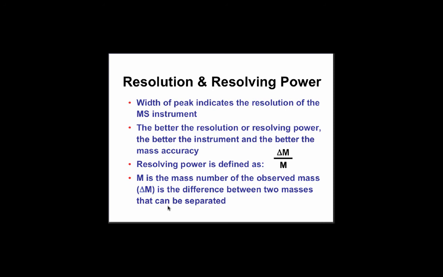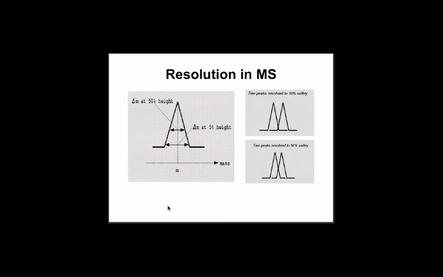and the observed mass. So in some cases, we can talk about resolution through this, where we look at the half-height width. So that's a delta M. Or we can talk about the 5% delta M, which is almost at the baseline. And you can see in these cases, upper one, two peaks resolved. Lower one, these two peaks would be barely resolvable based on their peak widths.